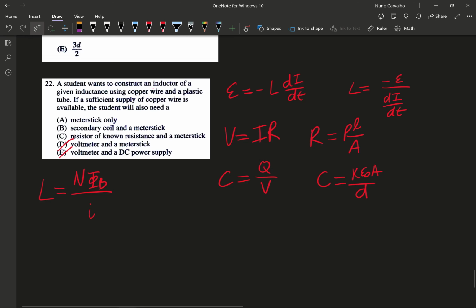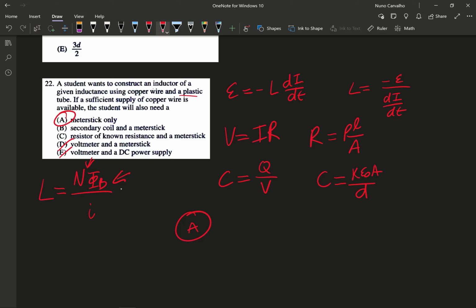So what we just need to understand here is that it's dependent on the magnetic flux, which has to do with basically the area that it produces as it wraps around. And since we know the plastic tube, we can measure its radius, we can figure out what that area is going to be, which means all we actually ever need in this is going to be a meter stick. As long as we have a meter stick, we can figure out what the inductance is going to be as we measure the radius of the plastic tube, but also the length of the copper wire that we can wrap around to figure out what N is as well.